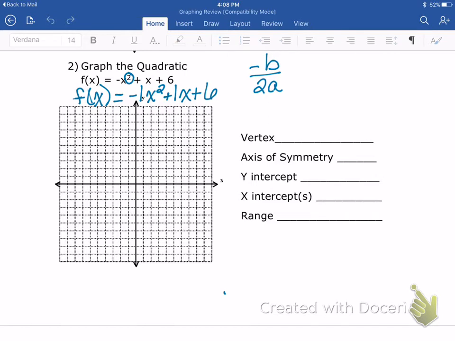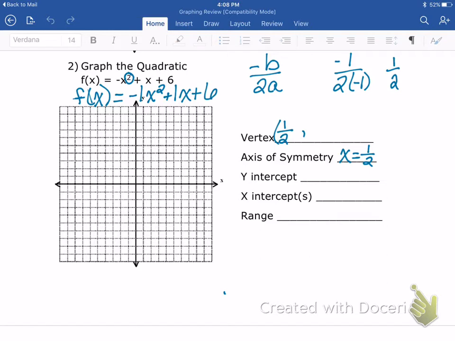So negative b over 2a, our b value is 1. So we have negative 1 over 2 times our a value, and our a value is negative 1. So we have negative 1 over 2 times negative 1. That leaves us with positive 1/2. So the x value of our vertex is going to be positive 1/2. The x value of our vertex is also our axis of symmetry. So the axis of symmetry is x equals 1/2.